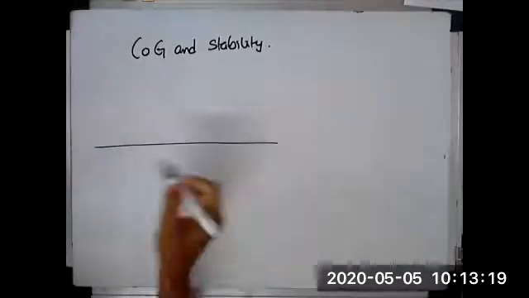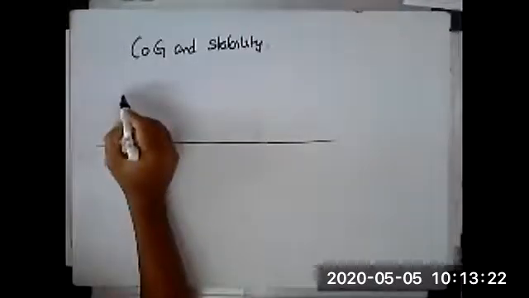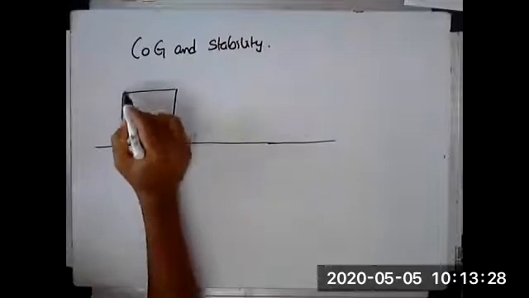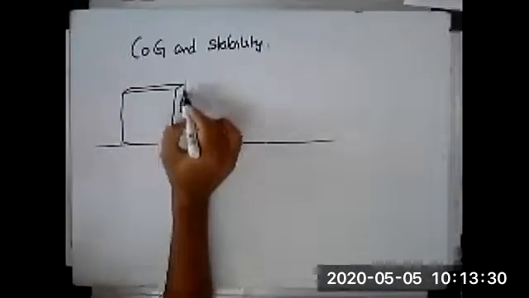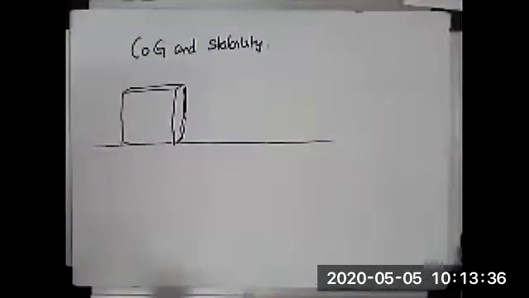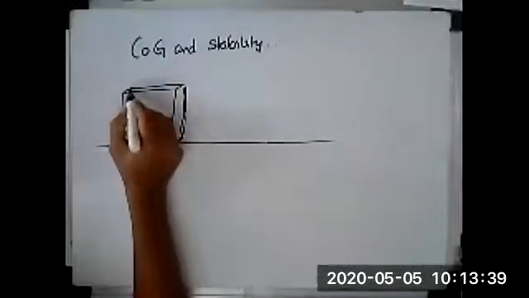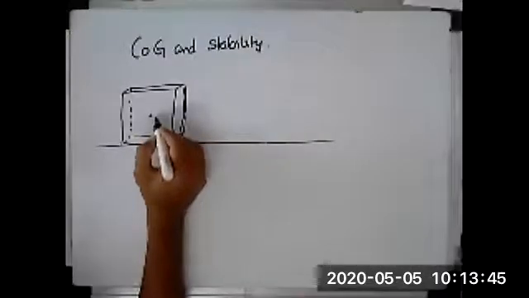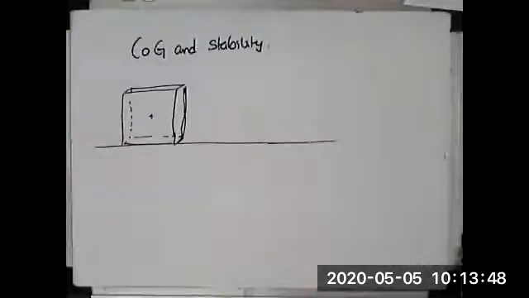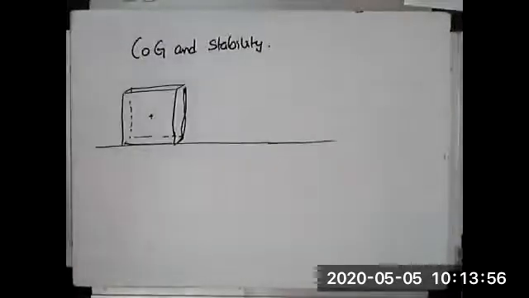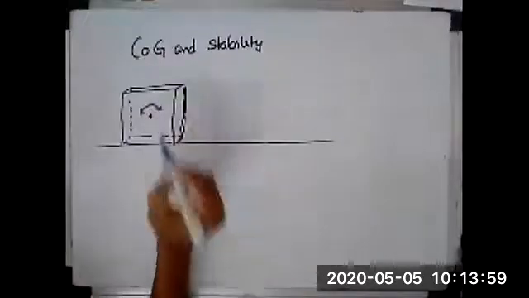I'll take a slightly different example from the one I took last time. If you take an object like a rectangular cuboid, uniform sides, now you can say that the center of gravity lies somewhere there. So that will be the center of gravity. Now the question is, what determines the stability of an object like this? Say if you try to rotate it about this axis.